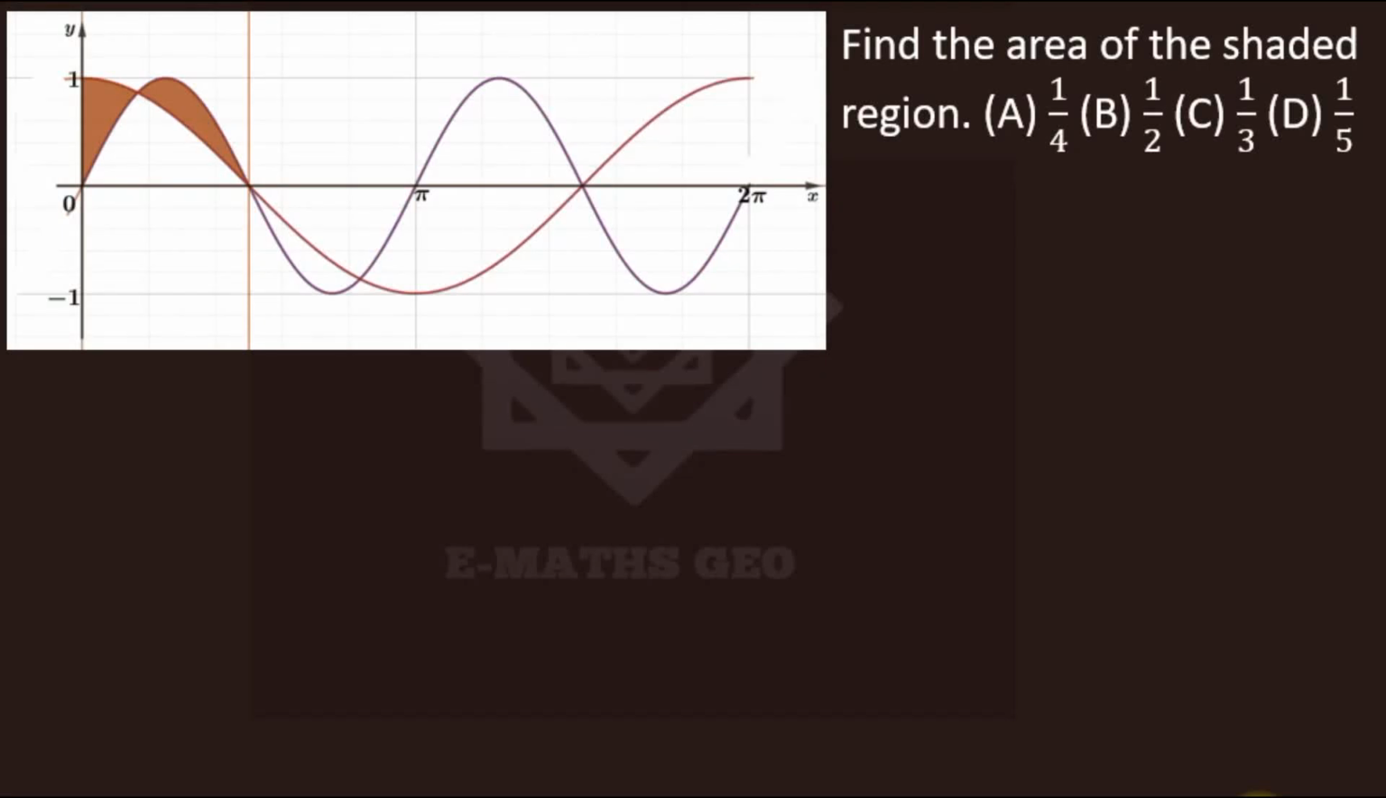Okay, we're asked to find the area of the shaded region. Before I solve the equation, let me analyze something. We need two concepts here.